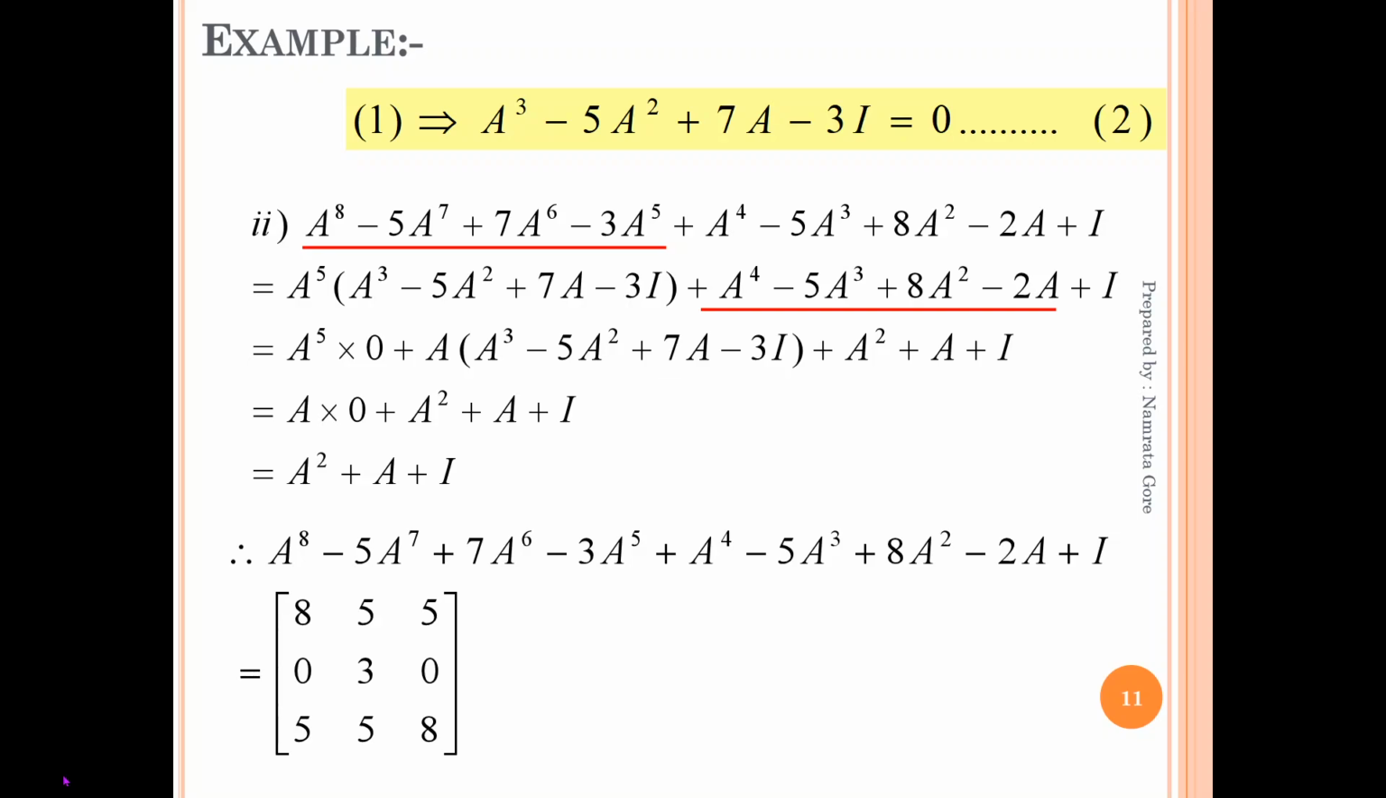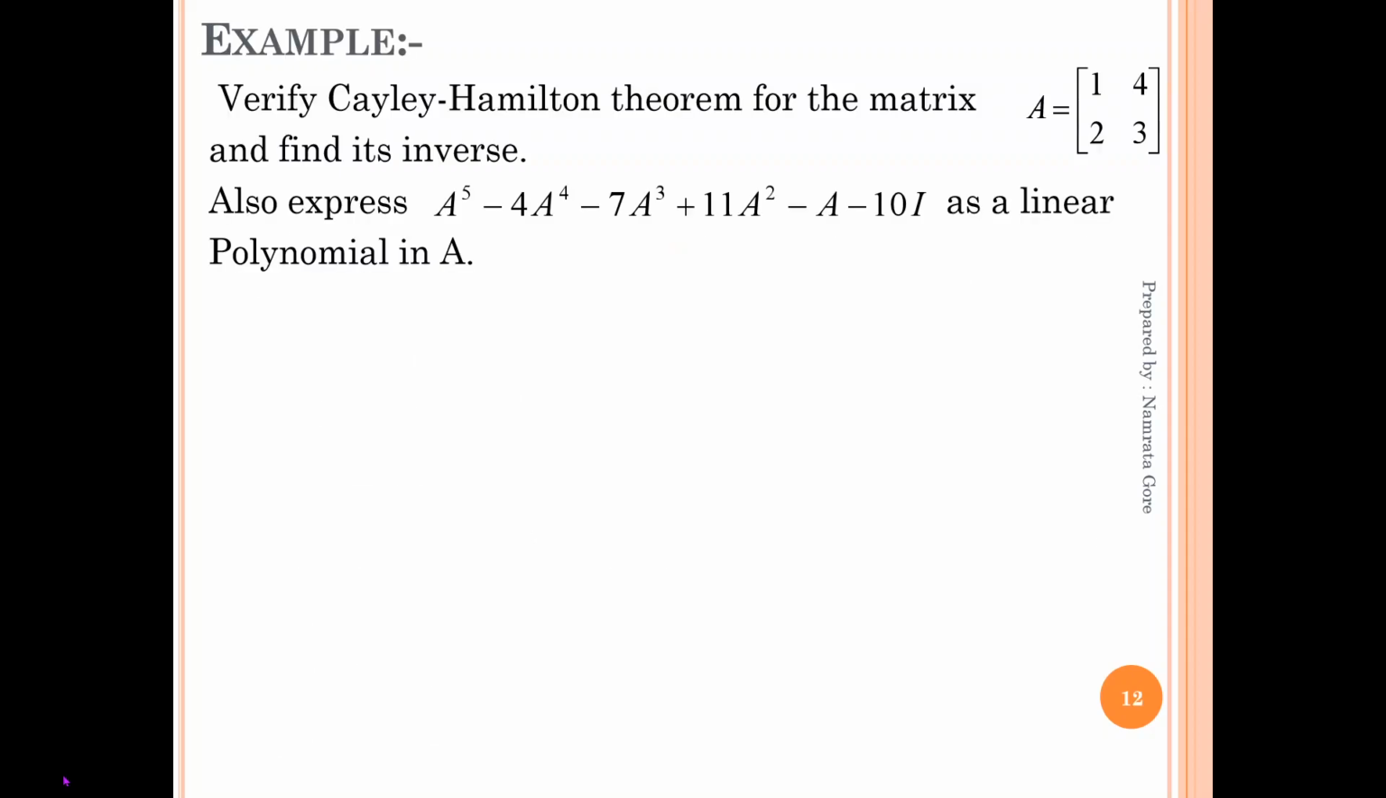So the matrix of the polynomial also remains the same. Another example, here we have considered a 2 by 2 matrix, and for this matrix we are going to find the inverse and express A to the power 5 minus 4A to the power 4 minus 7A cube plus 11A square minus A minus 10I as a linear polynomial in A.